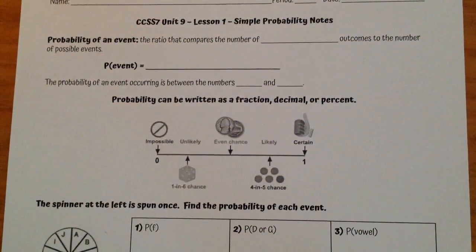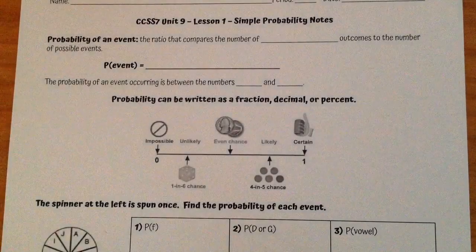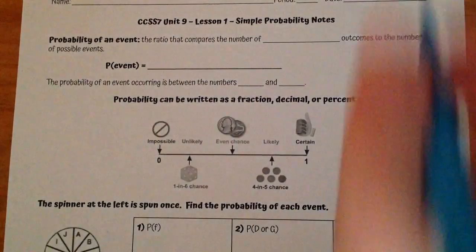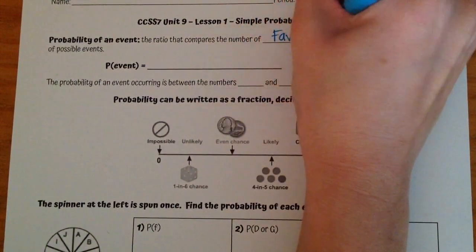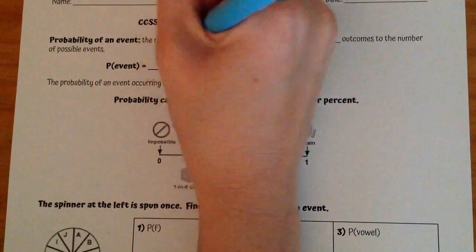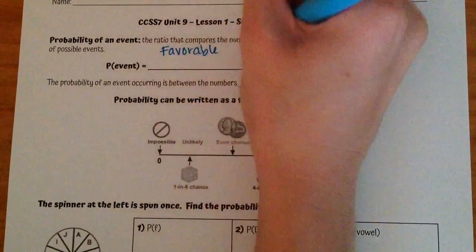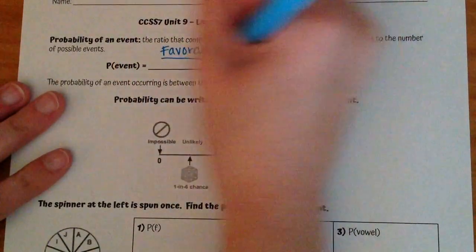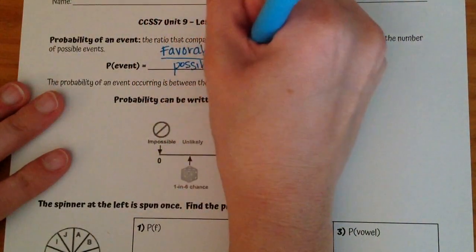All right, the first lesson in our probability unit is just focused on simple probability. So what is probability of an event? It's the ratio that compares the number of favorable outcomes to the number of possible events. So if you're finding that probability, it's the favorable outcomes for whatever probability you're looking at over all possible events.